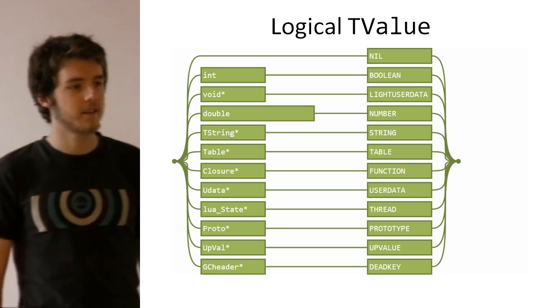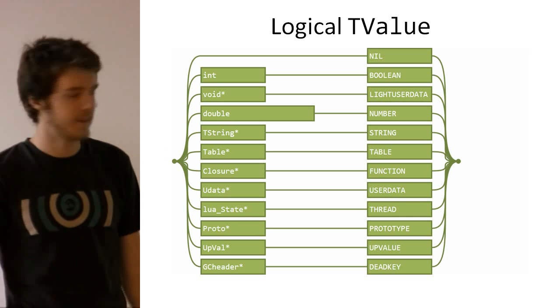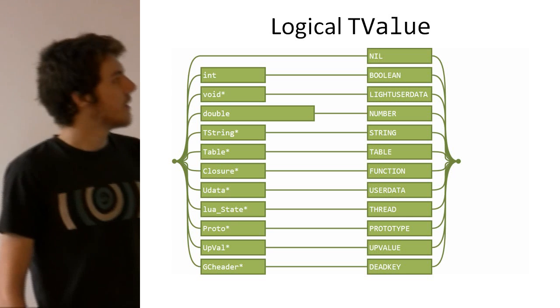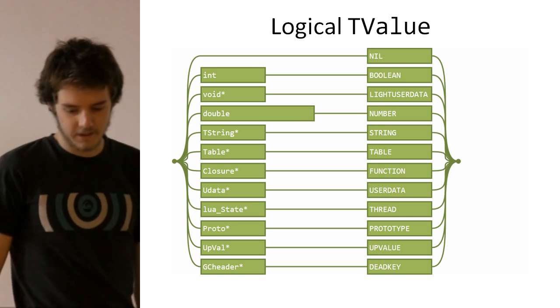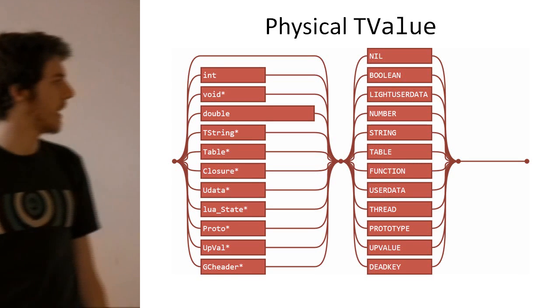The C stack is an array of TValues. Local variables are all TValues. Table keys and values are all TValues. So it's the fundamental thing that defines the Lua type system. But the actual reality is a little more complicated.